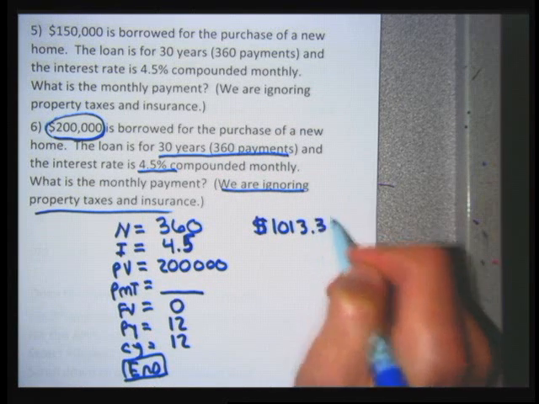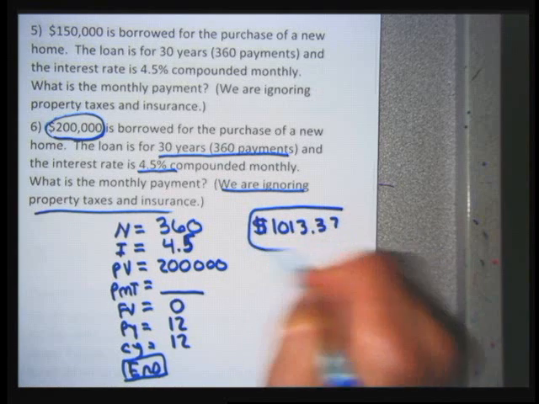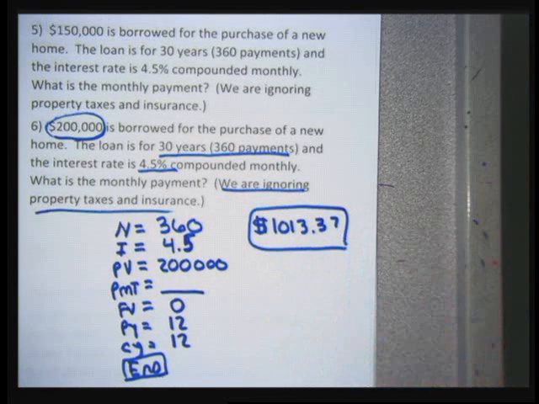And like I said, if you were buying my house, you'd have to add another $200 a month to cover property taxes and insurance. So your monthly payment would really be more like $1,200 a month.